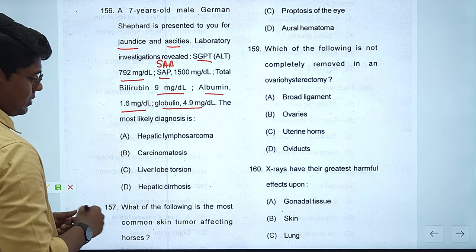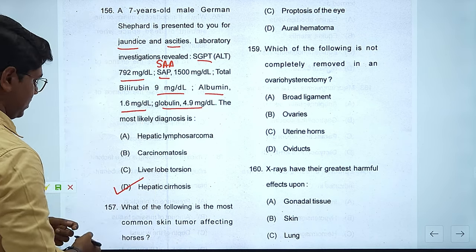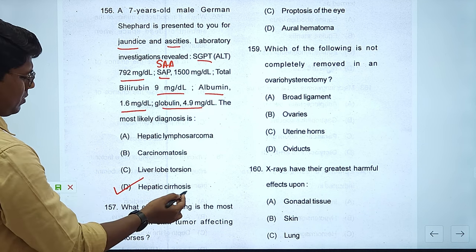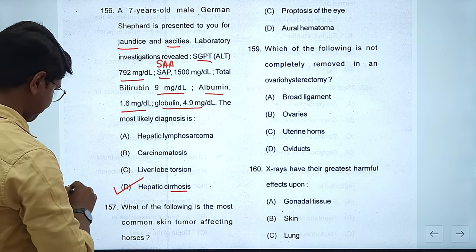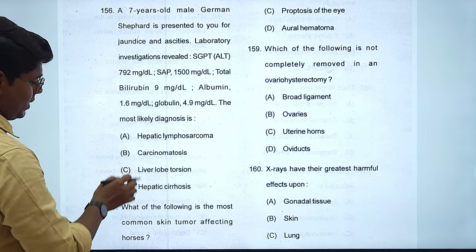The most likely diagnosis is hepatic cirrhosis. Old age, you will find cirrhosis is a common finding. 7 years, okay, so old age.